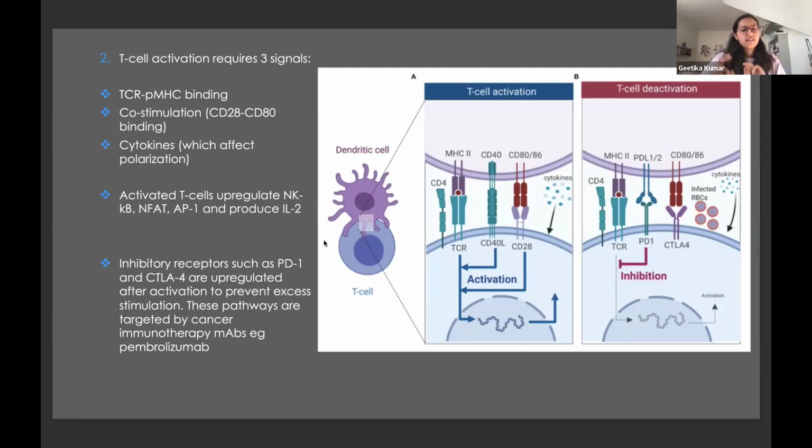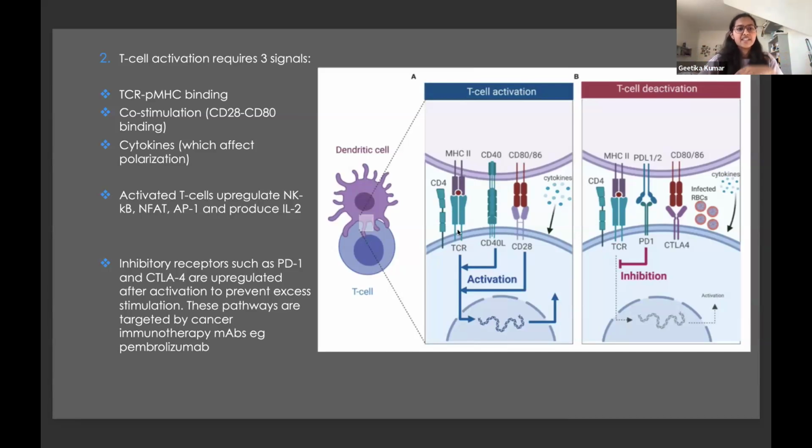So the first signal is the TCR peptide MHC binding. As you can see here, well, I don't know if you can see my pointer, but on the left-hand side of the diagram, you can see the TCR and MHC2 forming an immunological synapse. An immunological synapse basically means where two immune cells are interacting with each other, and they transiently bind through interaction between their cell surface receptors. So that's the first signal.